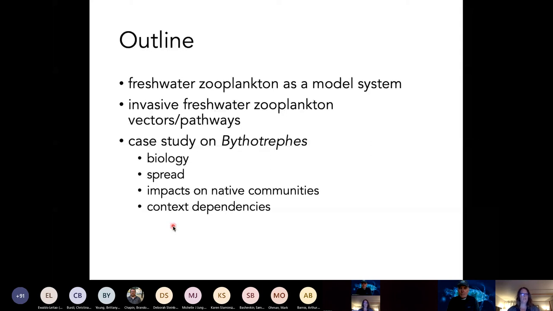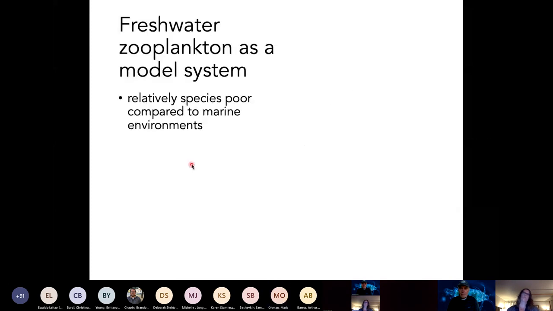So let's get started. I'm going to focus today mostly on Atlantic plankton because that's kind of my wheelhouse. Freshwater zooplankton tend to be relatively species poor compared to marine environments. And in some ways, that's an advantage from a study perspective, because you can go to a water body and not find more than maybe one or two dozen different taxa. So that is a definite plus.